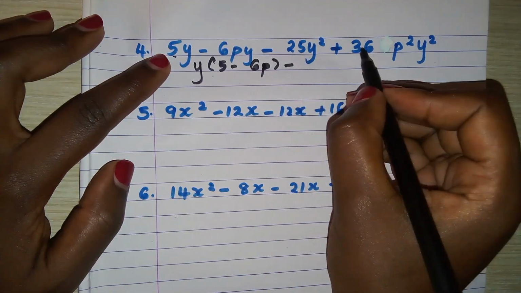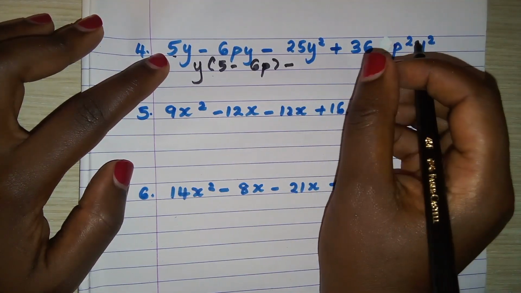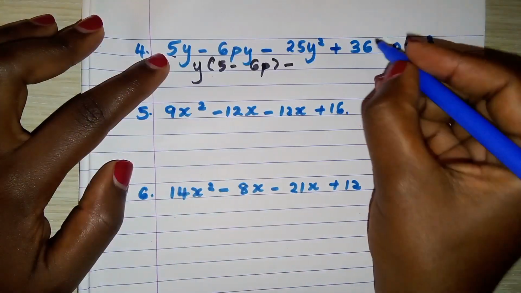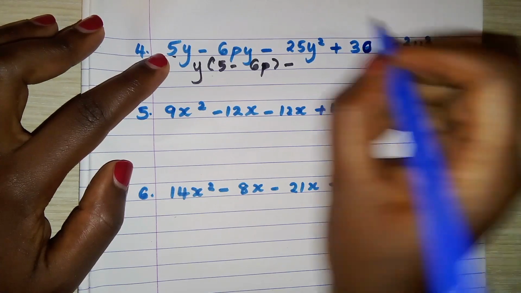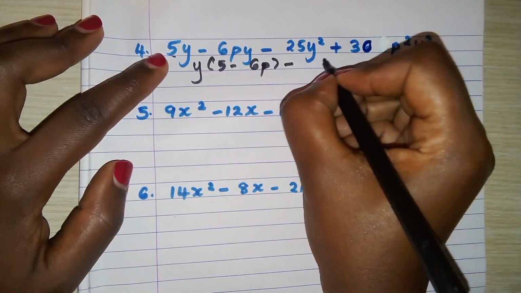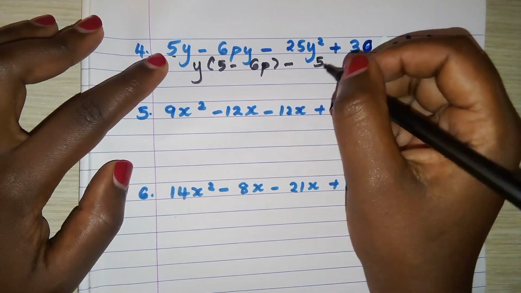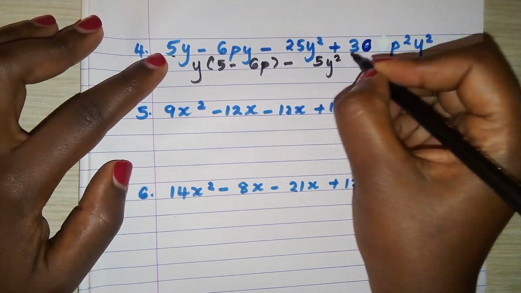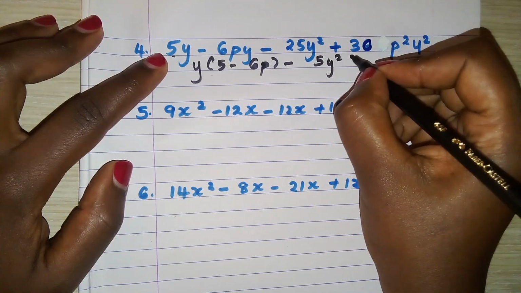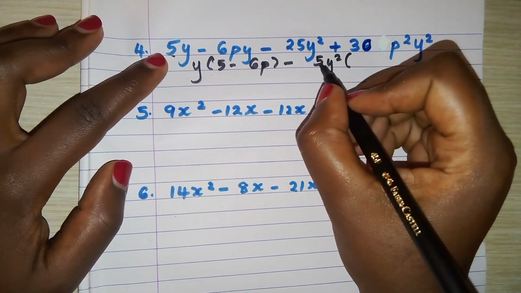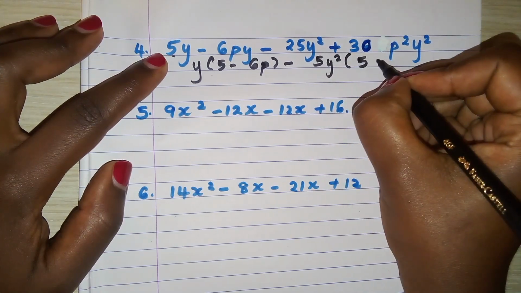Minus 25 and 36. Do you have anything common there? There's nothing common. Actually, let me make this one a 30. So we have 25 and 30. 5 is common, so 5 goes outside the bracket. And then we have also y squared is common, y squared and y squared. Open the bracket, you're left with 25 divided by 5 is 5.